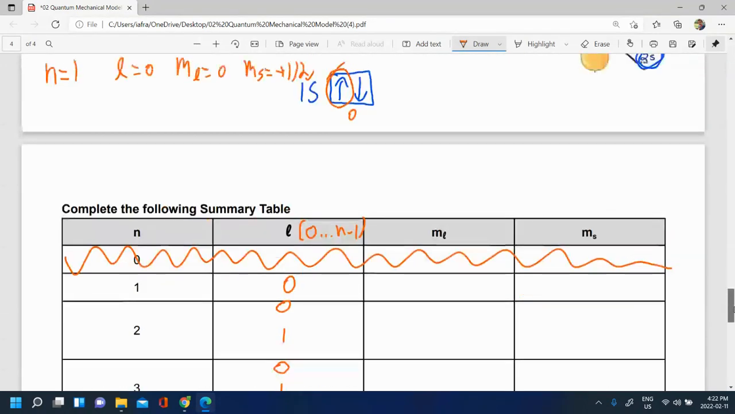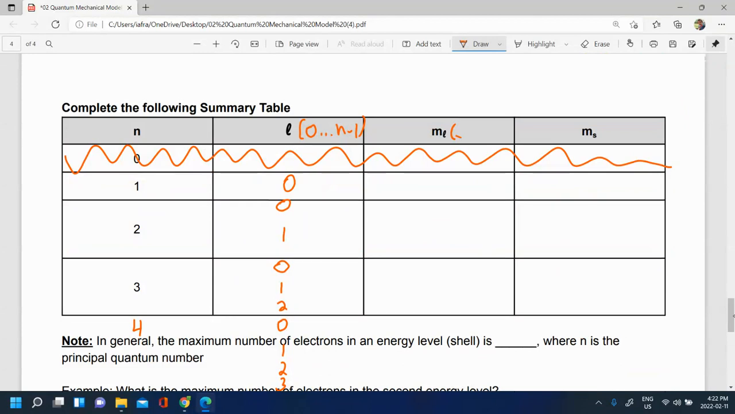Now, our ml values, remember, they go from negative L all the way to positive L. So here, there's no negative or positive 0, just 0. In n is equal to 2, well, L is 0. But if you're at 1, you can have negative 1, 0, positive 1. For 3, well, 0 is just 0. For 1, it's the same thing as in the second shell. For 2, we can have negative 2, negative 1, 0, positive 1, positive 2.